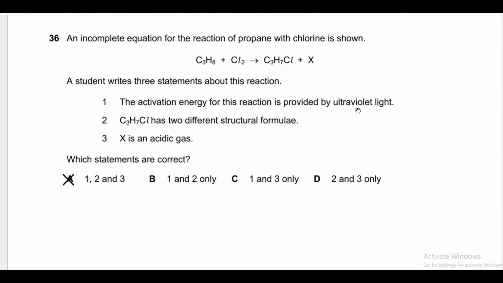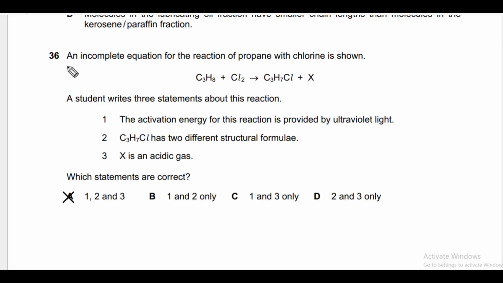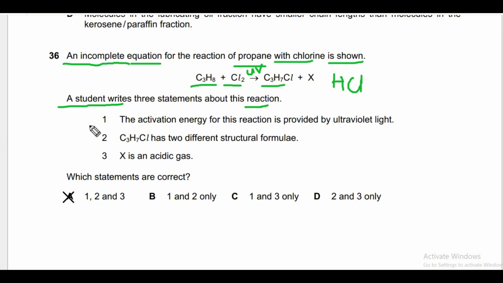Next, (36). An incomplete equation for the reaction of propane and chlorine is shown. Propane reacts with chlorine in presence of UV light. Chloropropane plus hydrogen chloride, an acidic gas, will be produced. So a student writes 3 statements about this reaction. Number 1, the activation energy for the reaction is provided by the ultraviolet light. It is true, because for this reaction ultraviolet light is needed, which provides energy for the reaction.